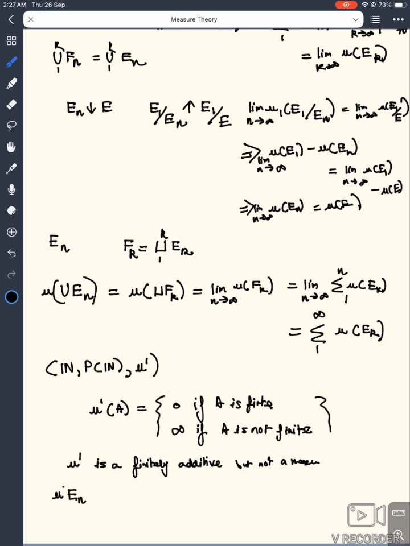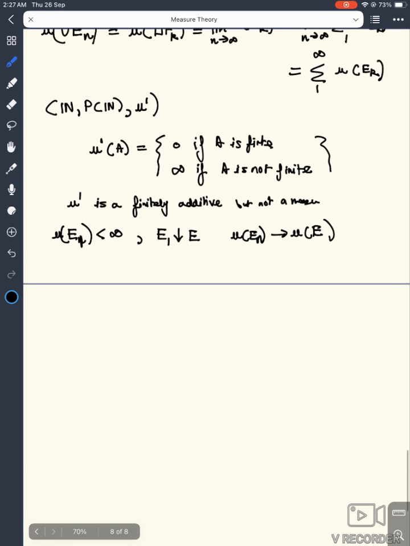So we will show that continuity from above still holds here. Suppose mu of E1 is less than infinity, so it can be 0, right? So it means E1 is finite. So En decreases to E, then this is a decreasing chain of finite sets. Since mu is 0, all the mu of En are 0. So this is a constant sequence of zeros which converges to 0. So continuity from above always holds, but this is not a measure. So continuity from above doesn't imply a measure.